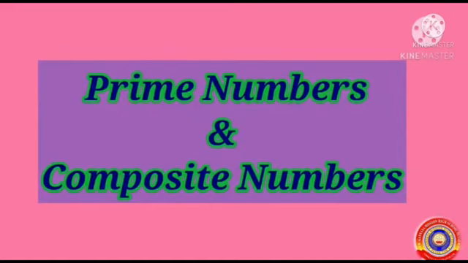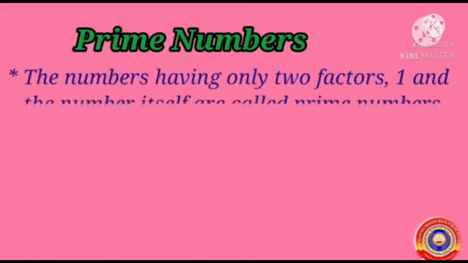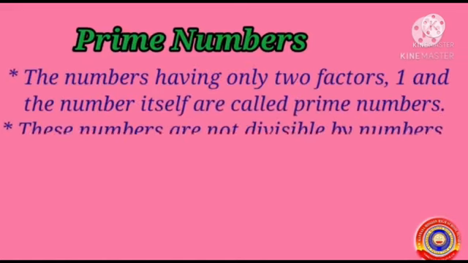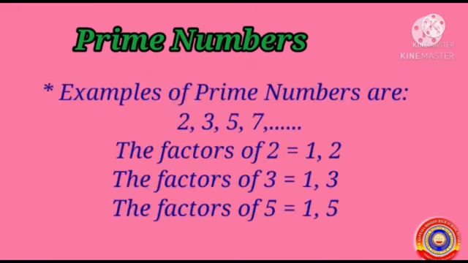Prime numbers and composite numbers. What do you mean by prime numbers? The numbers having only two factors, 1 and the number itself, are called prime numbers. These numbers are not divisible by numbers other than 1 and the number itself. Examples of prime numbers are 2, 3, 5, 7, etc.